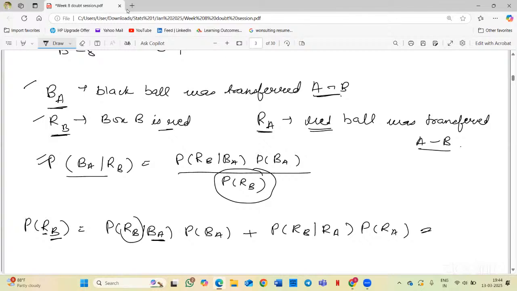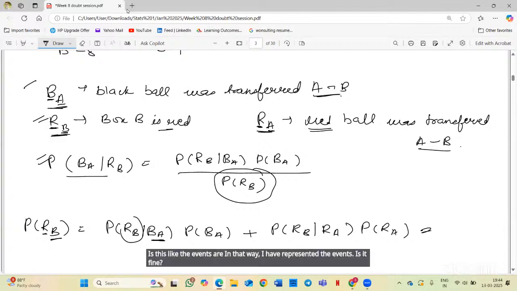Is anyone confused? See, basically BA denotes that I'm transferring a black ball from A to B. This one is considering that I'm transferring a red ball from A to B. And this is considering that I'm getting a red ball from box B. This is the way I have represented the events. Is it fine?